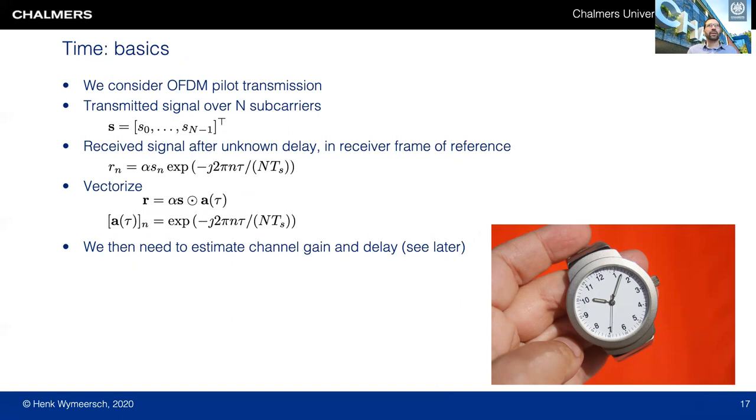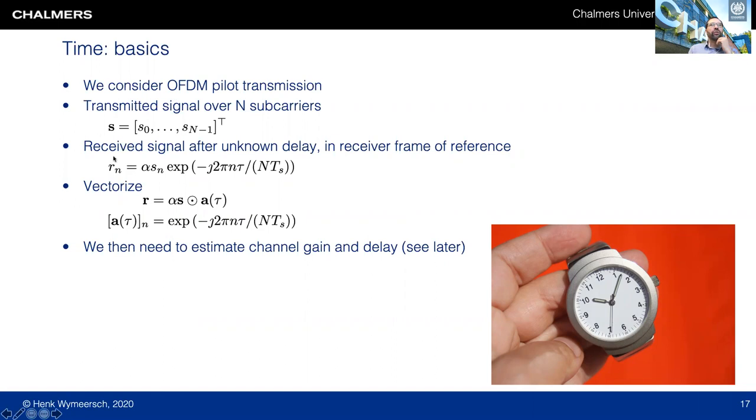To understand time, it is easy for me to explain it when we consider OFDM. The math just becomes a bit nicer, but I don't need to do this. So let's suppose that there's a transmitter that sends a signal over N subcarriers, so this is a vector, and then the receiver receives the signal after going through a channel with an unknown delay and an unknown gain. So in the clock of the receiver, this is what the receiver sees. I forget about the noise for now.